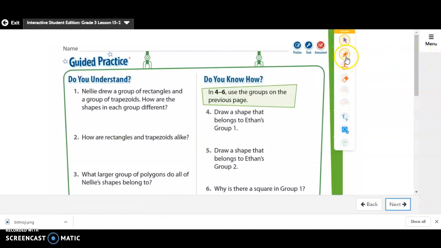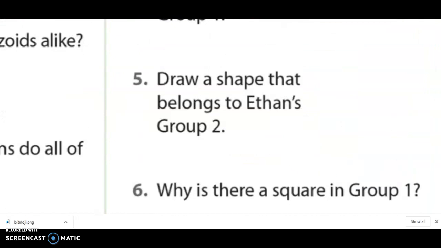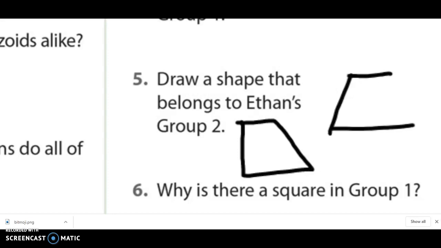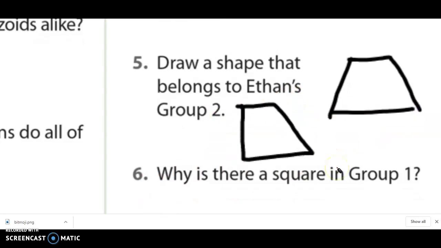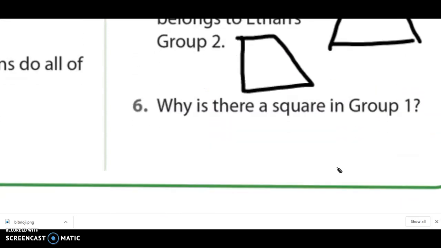If we go back to our question on this page, draw a shape that belongs to group 2. So we would want to draw a trapezoid. Something like this would work, as long as it has that 1 set of parallel sides that would never touch, and then 1 set that are not parallel. Then it would be a trapezoid.